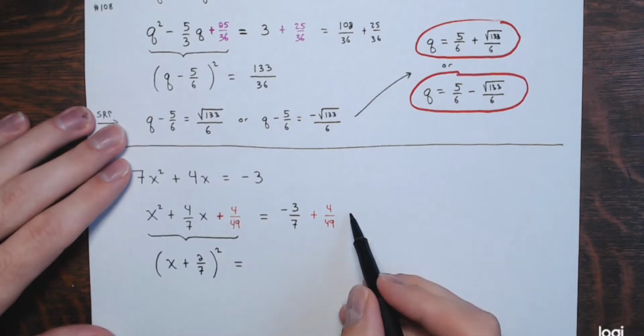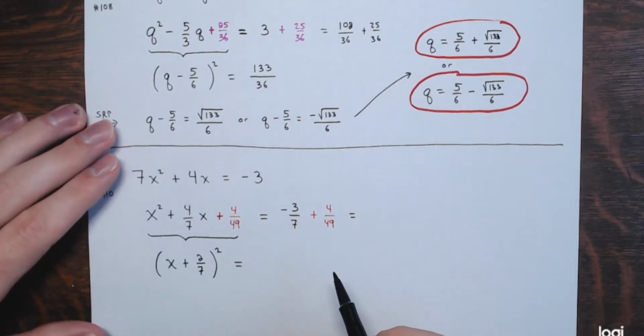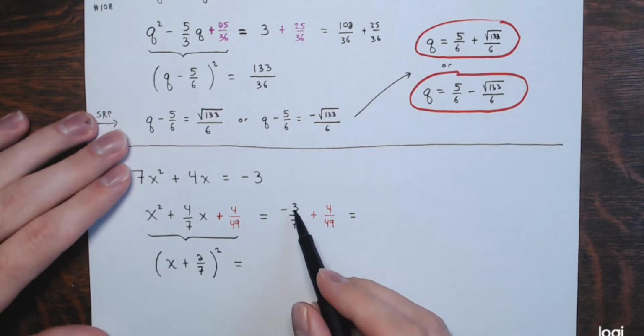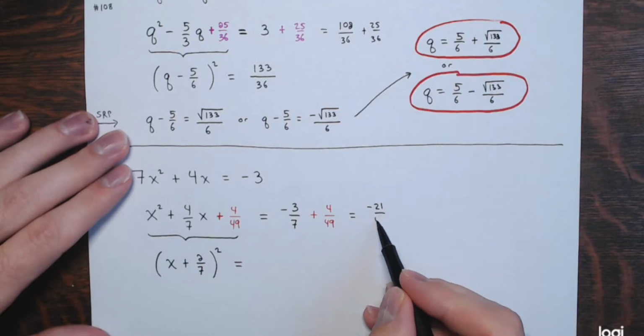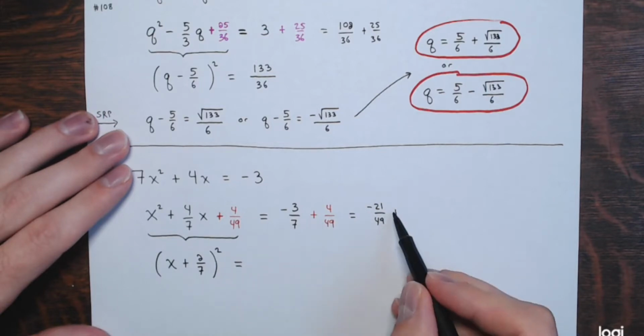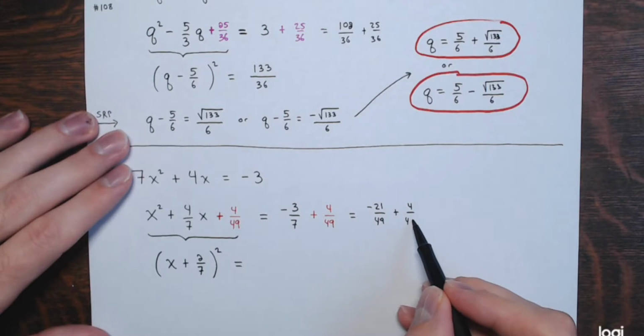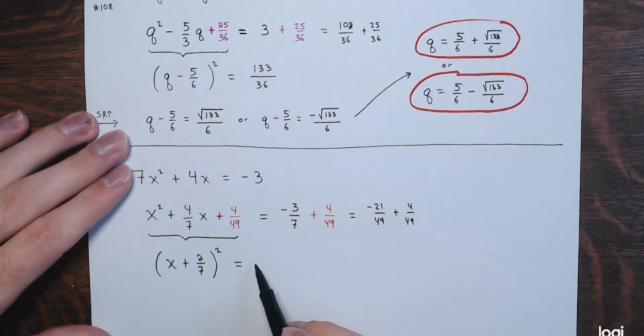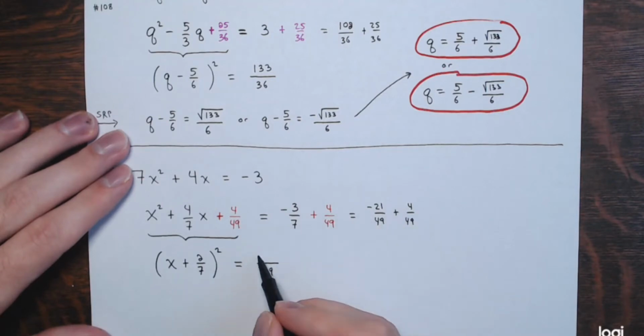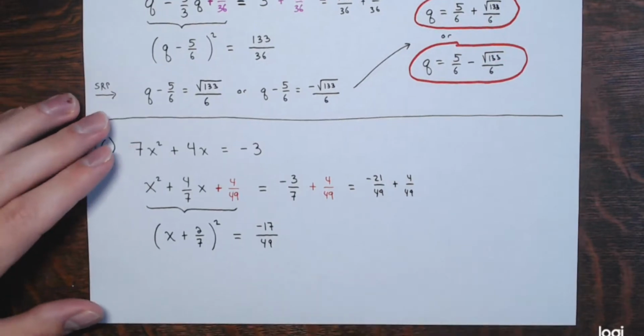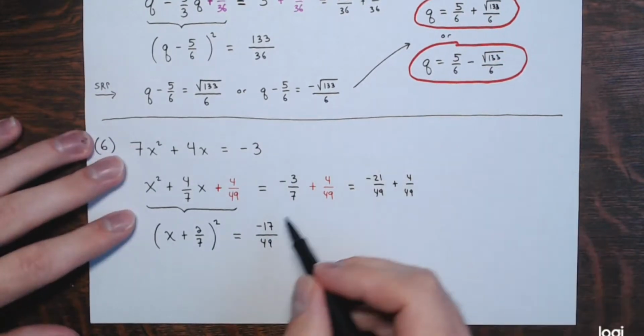Equals, and then over here I need a common denominator to add these together. The first fraction I would just multiply by 7 over 7. So that's -21 over 49. And then plus 4 over 49. And they have a common denominator of 49. Alright, so that's the denominator. Their numerator is added together. -21 plus 4 is -17. Alright. So remember this, we're going to be taking the square root of this number.